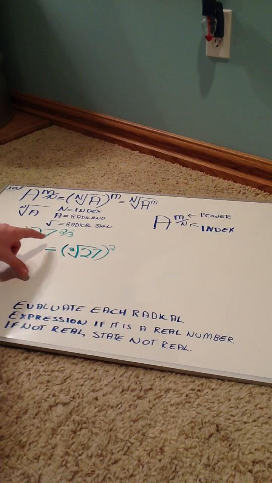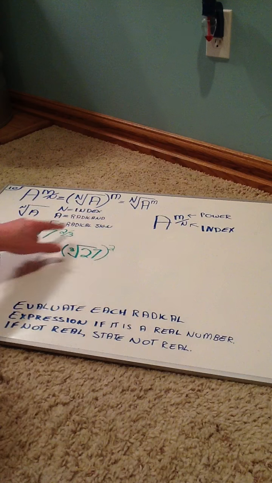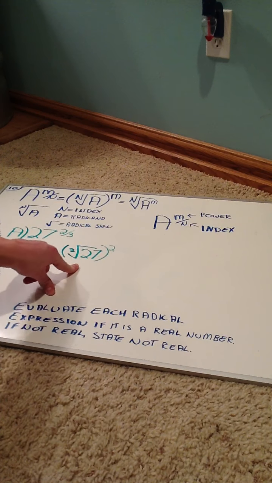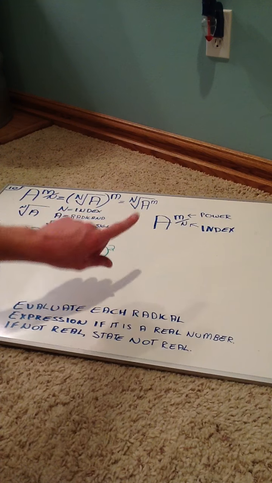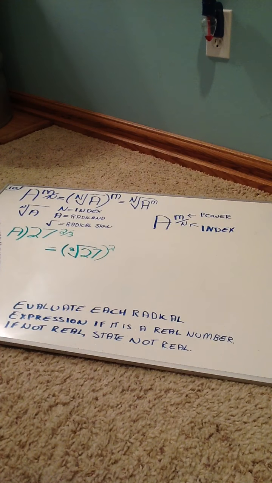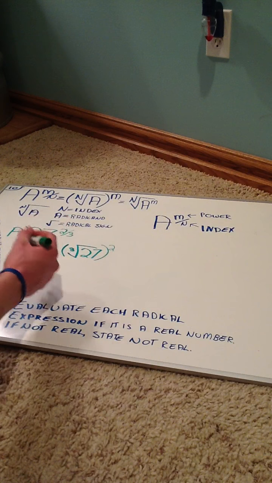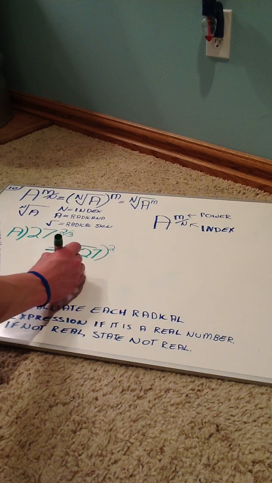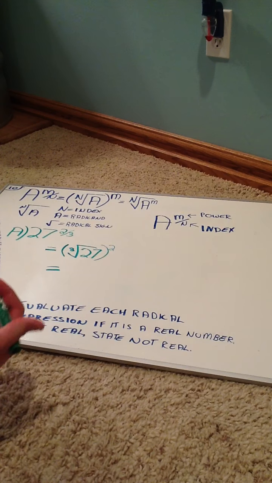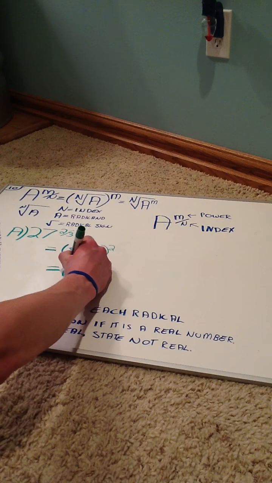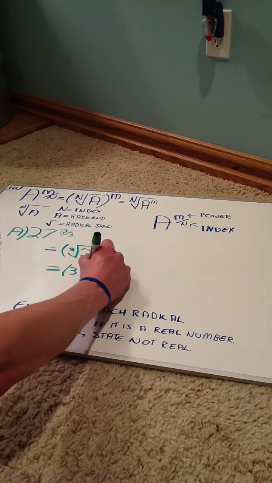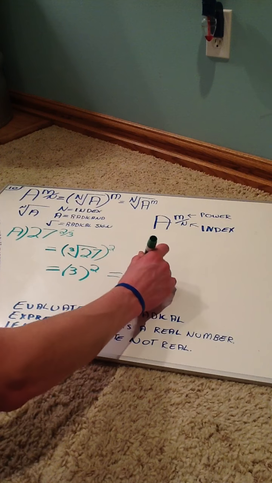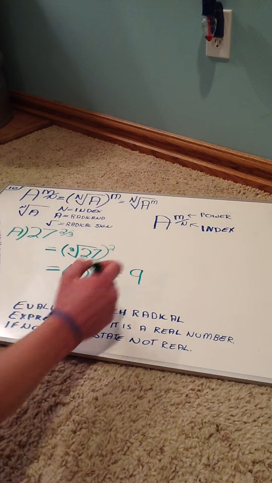Now, our index, which is 3, came over here. 27, which was our radicand, came under our radical sign. And our 2, which is our power, came outside. So now we have to find the third root of 27. Well, the third root of 27 is 3, because 3 times 3 times 3 equals 27. So we have 3 squared. Well, 3 squared equals 9. That's our answer.